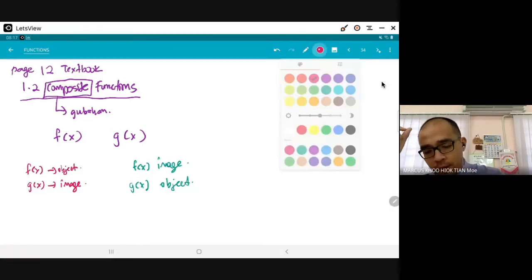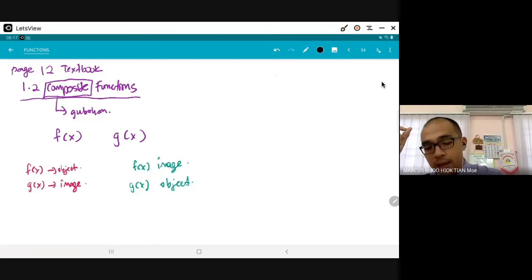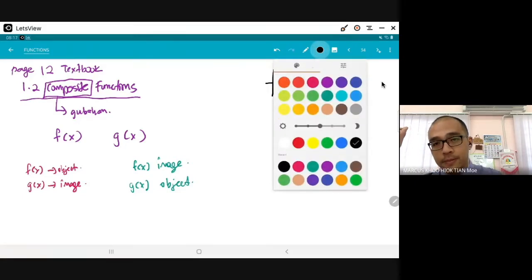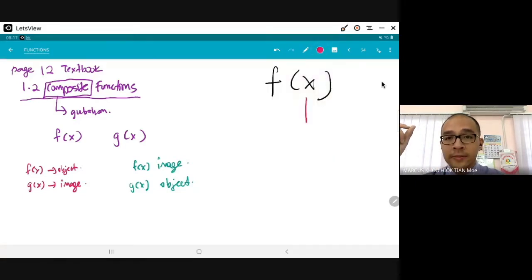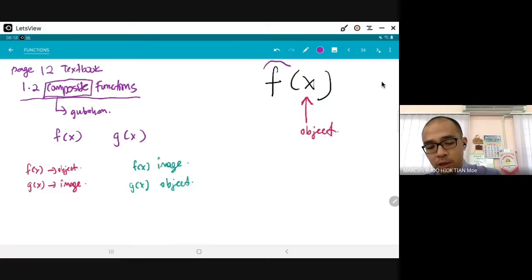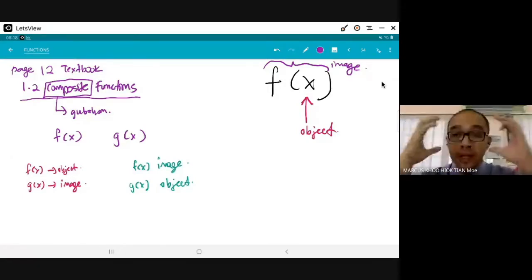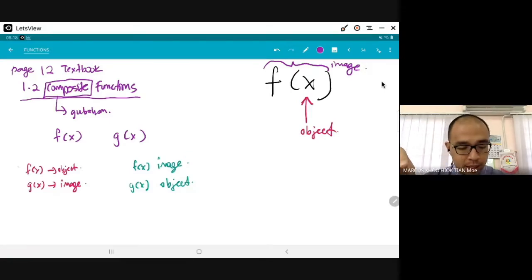Now if you remember from our class previously, any function, I said this before many times, what is inside the brackets is the object. Once you put the object into the brackets, the whole thing over here is the image. So let's think about this. In this first case, f(x) is the object.